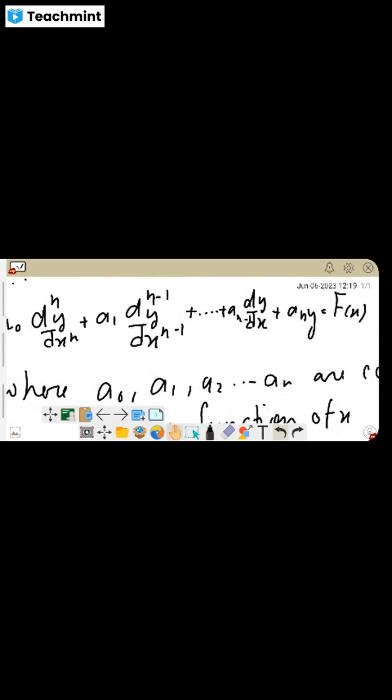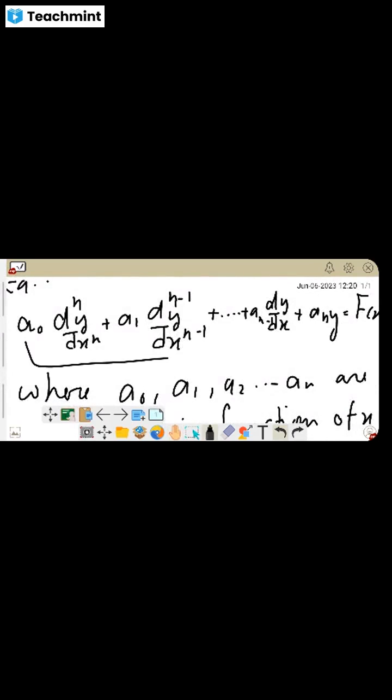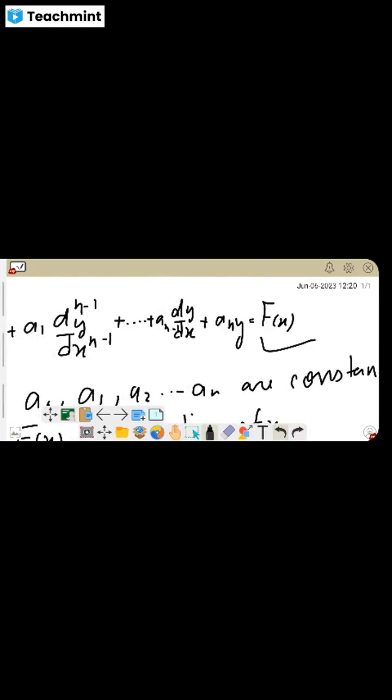We find CF by using the left side and we find PI by using the right side. Different cases depend upon what f(x) is. If f(x) is in exponential form or polynomial form, then we'll do accordingly.